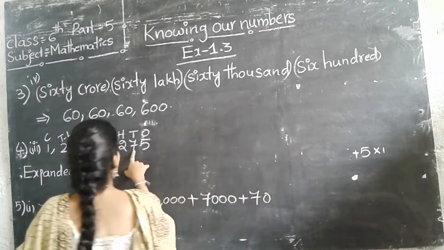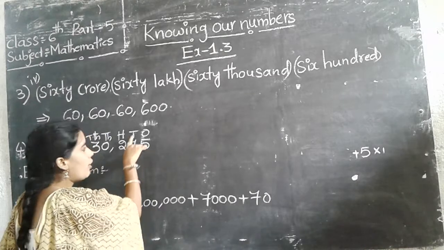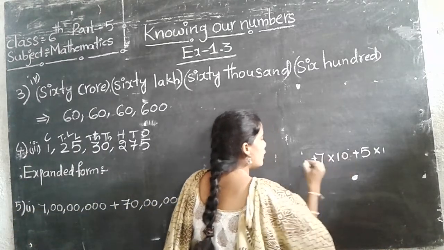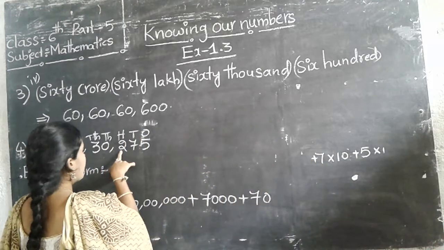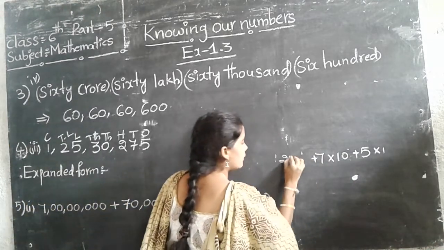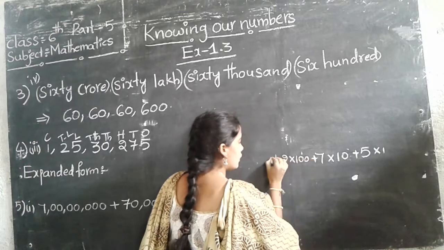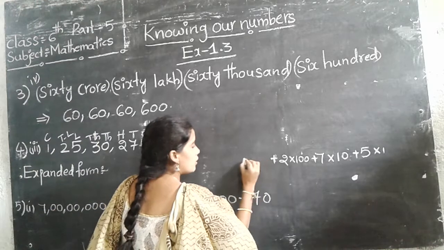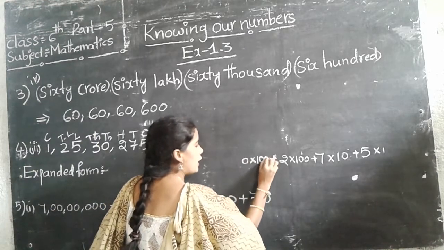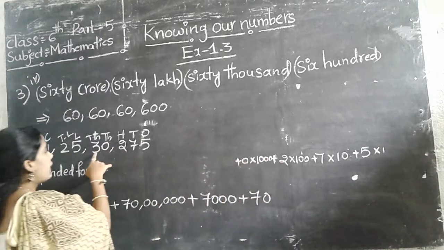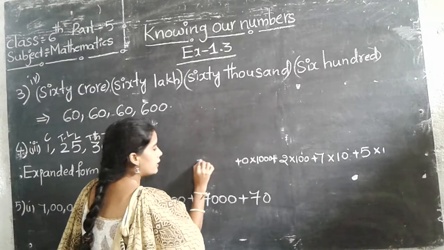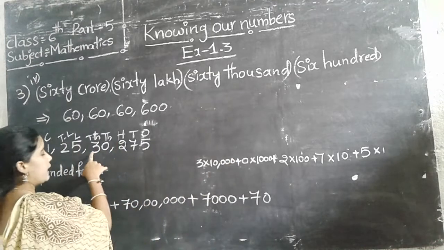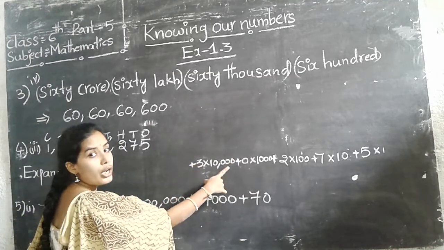Next, 10's place: 7 into 10. Next, 100: 2 into 100. Next, 1000's place: 0 into 1000. 10,000: that is 3 into 10,000. So we have to write 3 into 10,000.